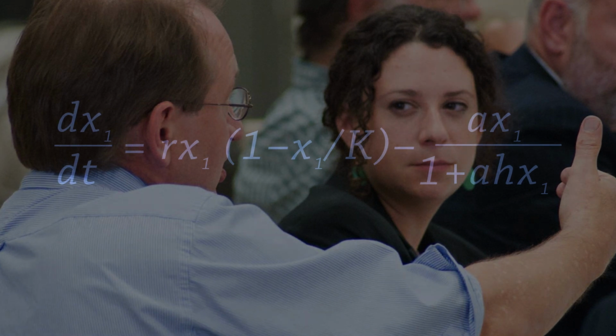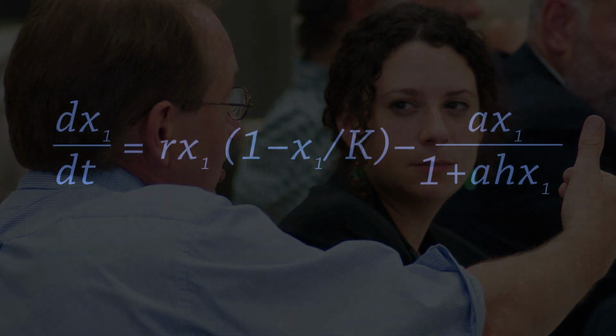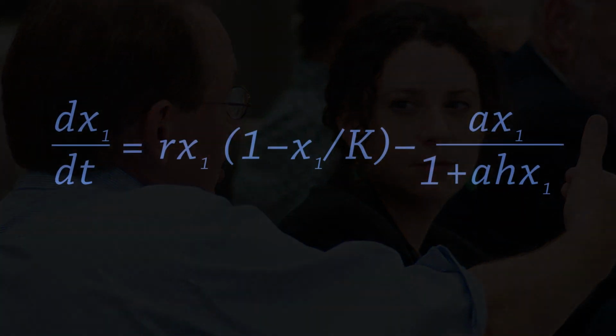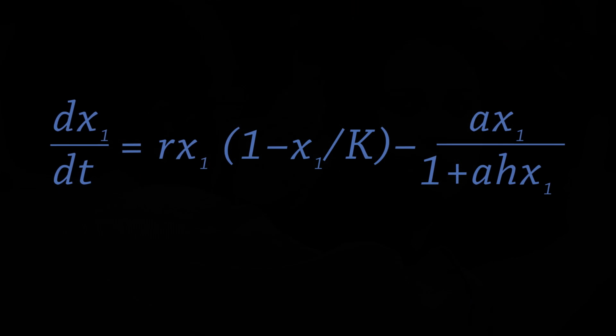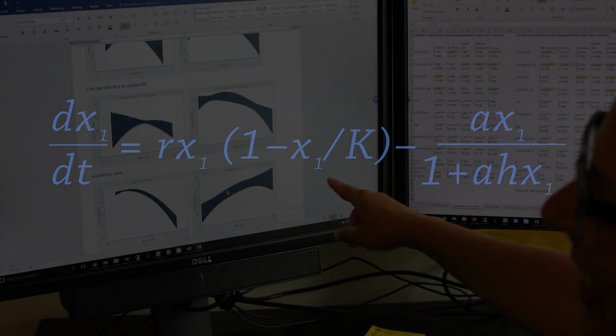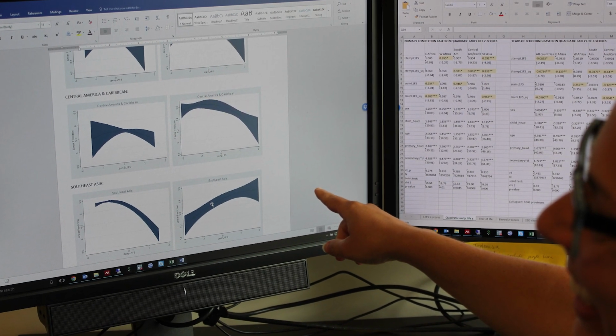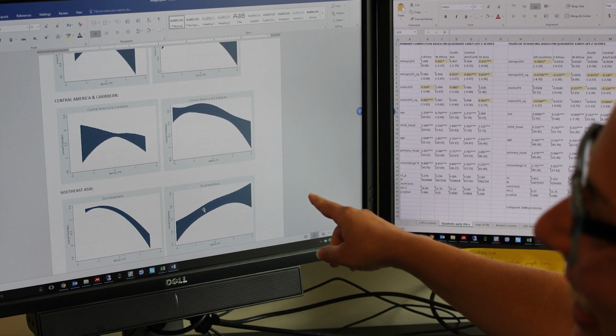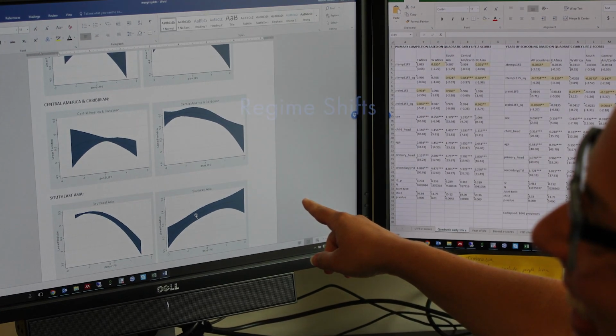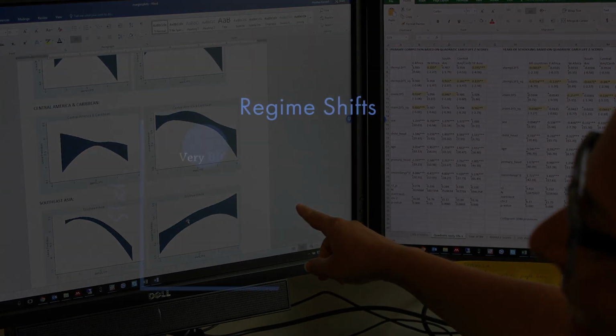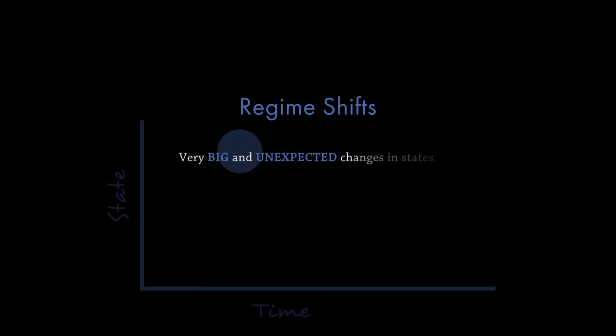Or there may be accepted equations already out there if it's a process that's been extensively studied and we have a general idea of its dynamics. Alternatively, if we have access to data, we can analyze it and actually derive the functions that describe those linkages. It's worth mentioning that you can also get very big and unexpected changes in states. You may have heard these called regime shifts.